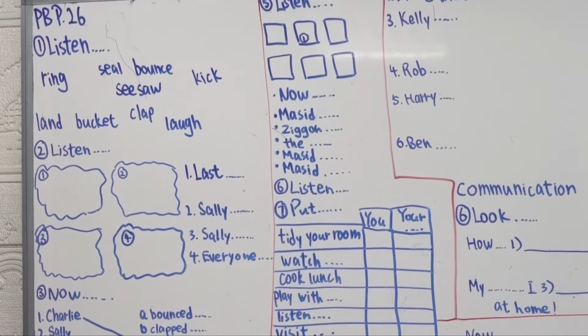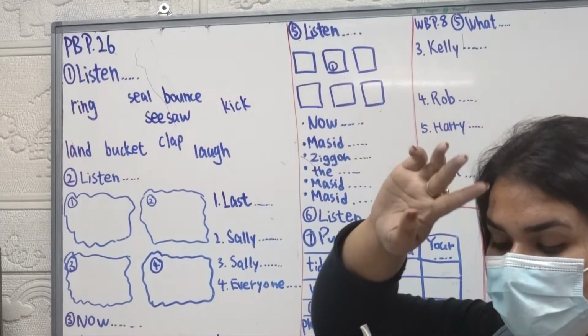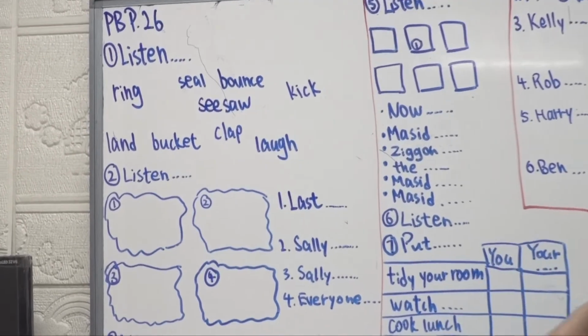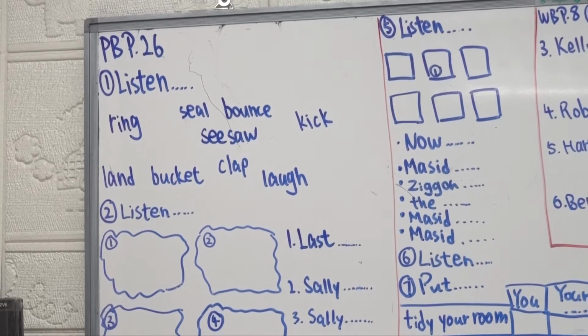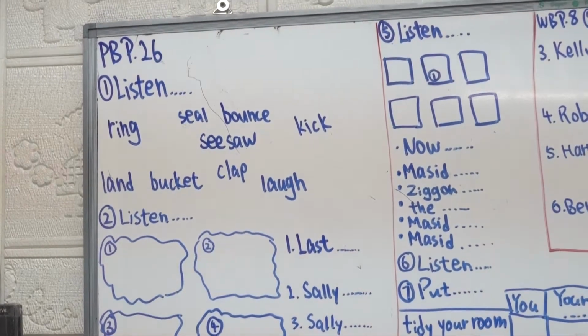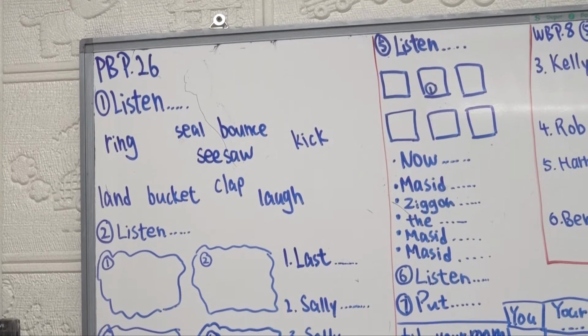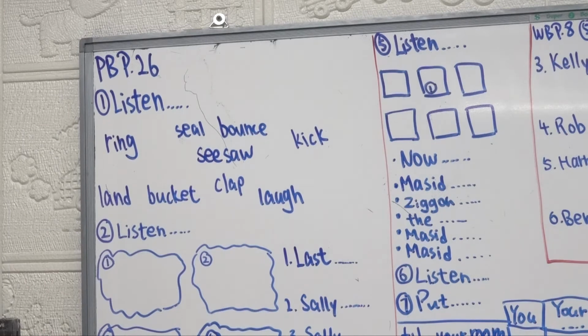In front of you is this, right? The topic for today is what happened to you. All right, what happened to you? Part 1, listen and repeat. So as you can see, you will see some vocabularies here, right? You just have to listen and then repeat them. So let's do it together.